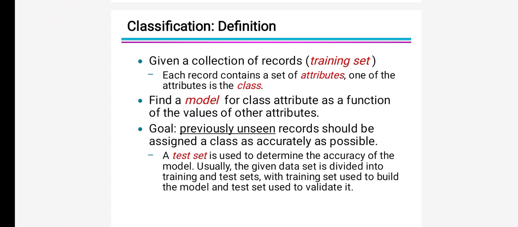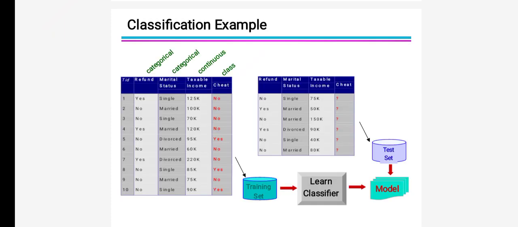In classification, the definition is: given a collection of records, the training set, each record contains a set of attributes. One of the attributes is the class. Find a model for the class attribute as a function of the values of the other attributes. Here are some tables that show a classification example of data with a categorical or continuous class, and we shall discuss the training set, learner, classifier, model, and test set.